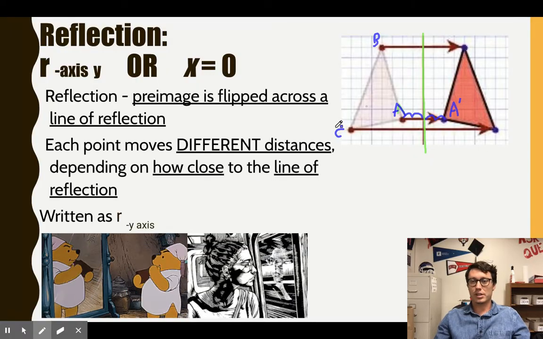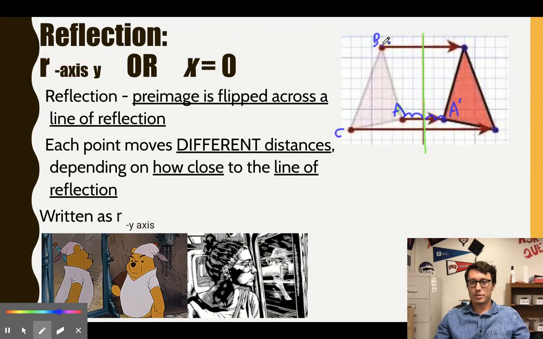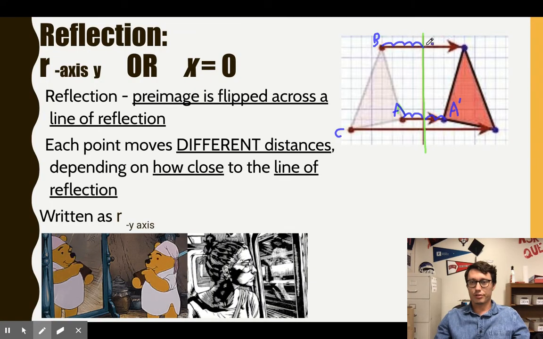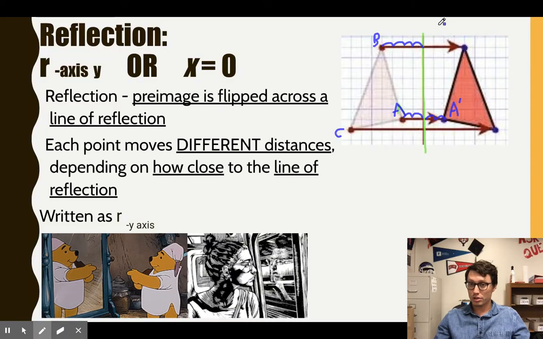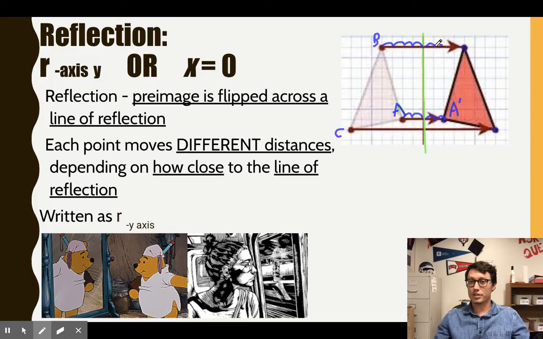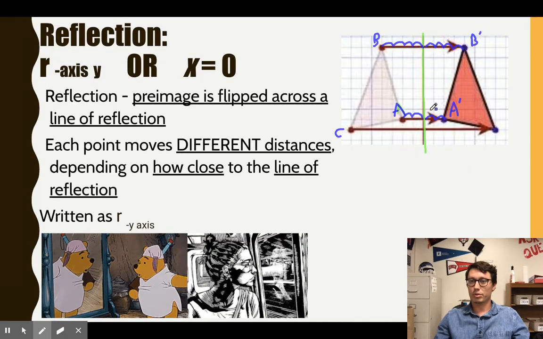Okay, but sometimes they move different, right? B is moving 1, 2, 3, 4, but on the other side, it's also moving 4. So technically it's more than 2, but it's still moving the same distance on the other side, 1, 2, 3, 4, and we would call this B prime.